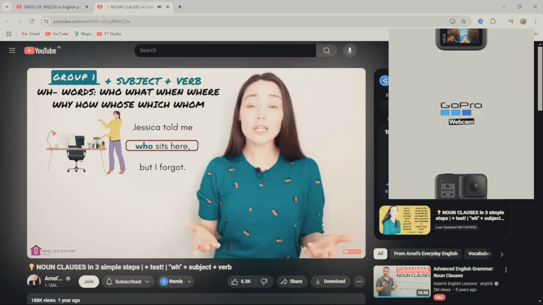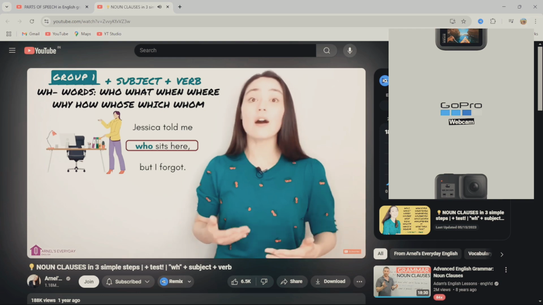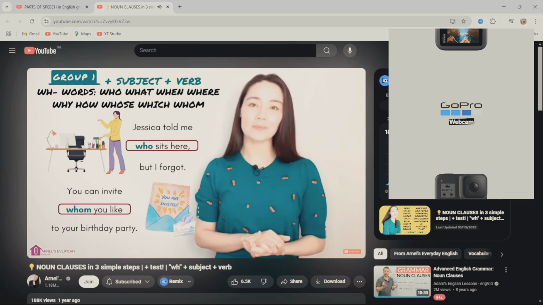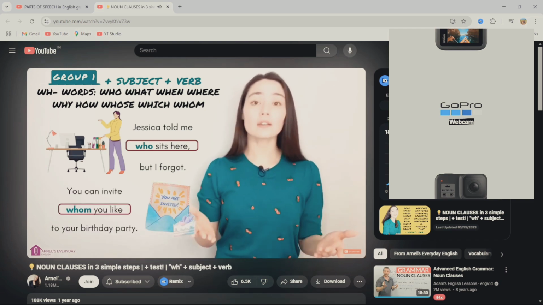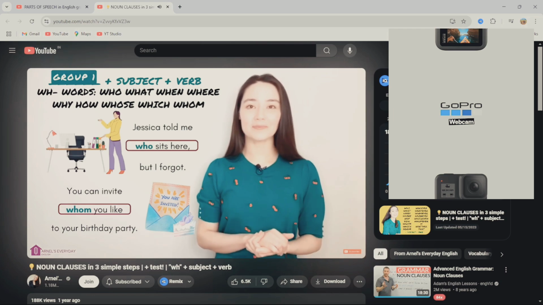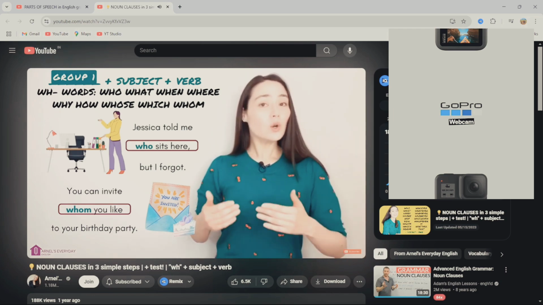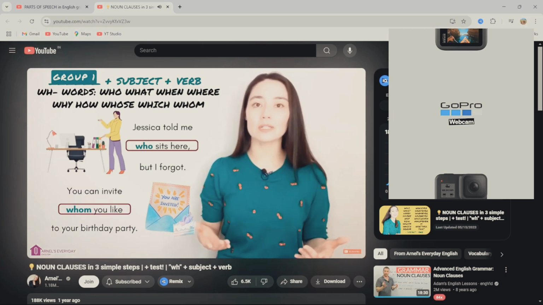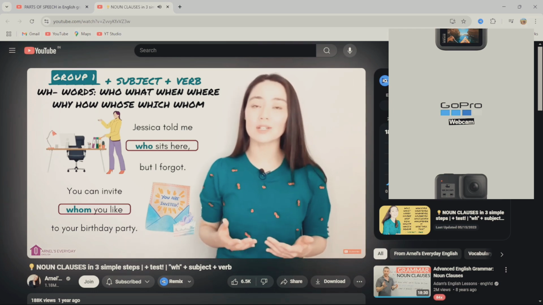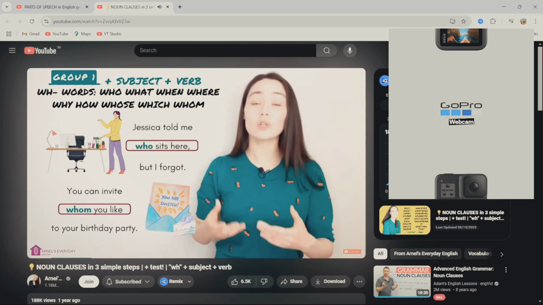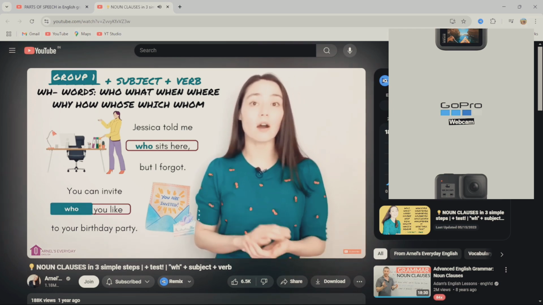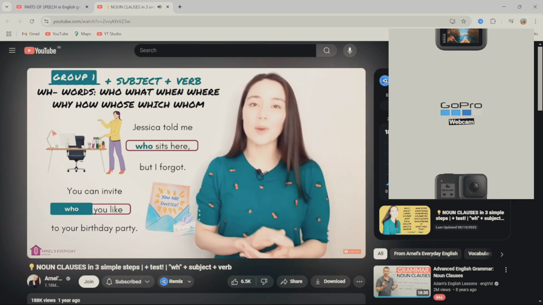If who is a subject of the clause, what can be the object of the clause? Whom. "You can invite whom you like to the party." But to be honest, whom is rarely used nowadays, especially in spoken English. So many people do choose to use who for both the subject and the object. I just want you to be aware of that.